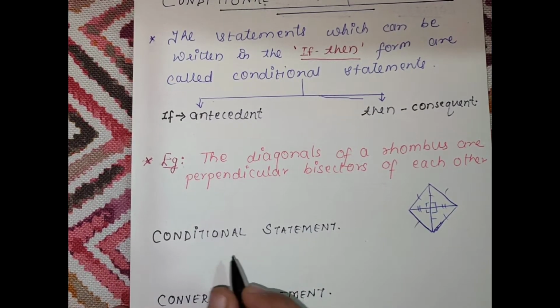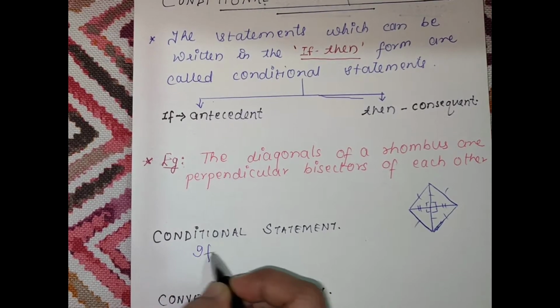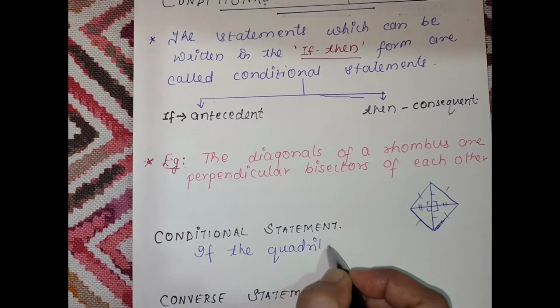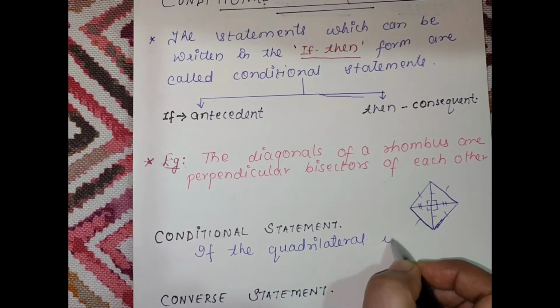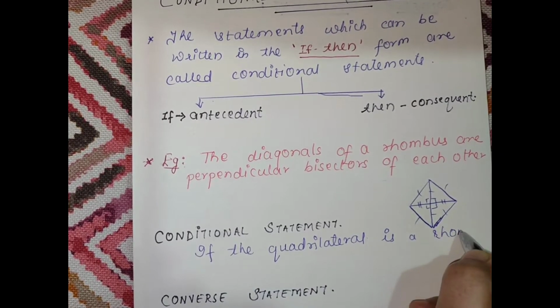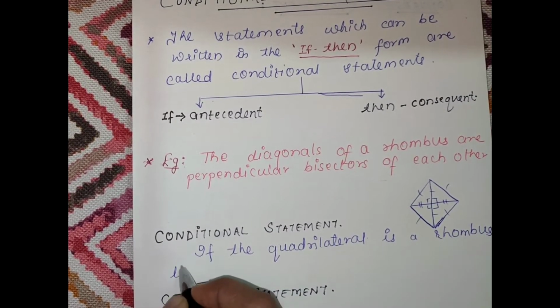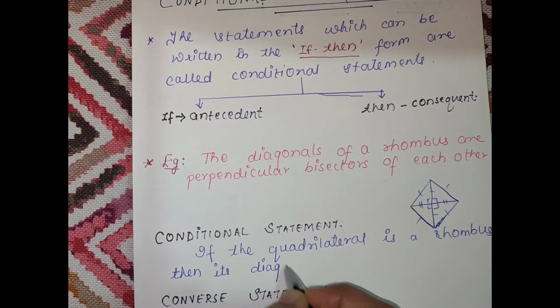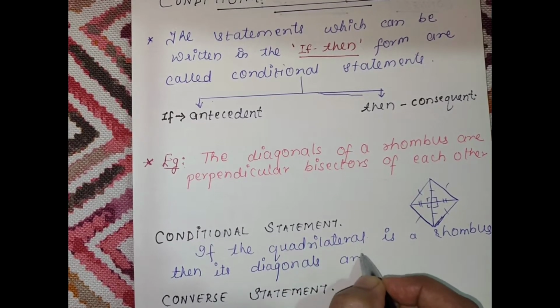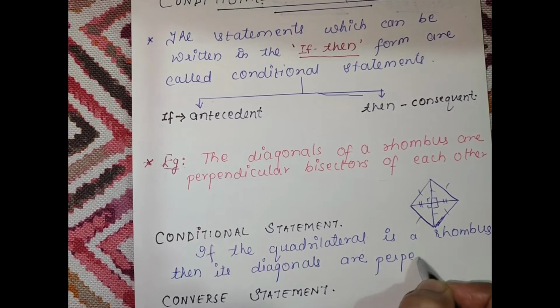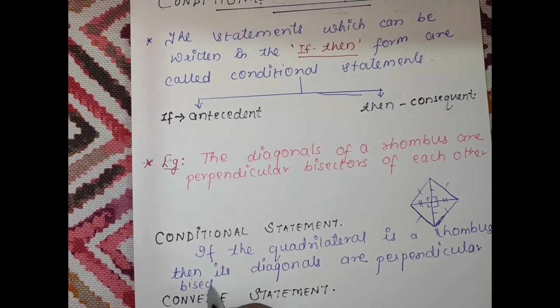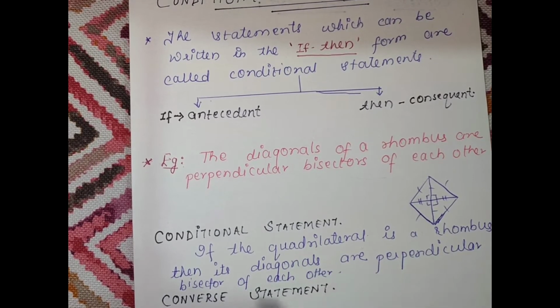If the quadrilateral is a rhombus, then its diagonals are perpendicular bisector of each other. Now this is the conditional statement.